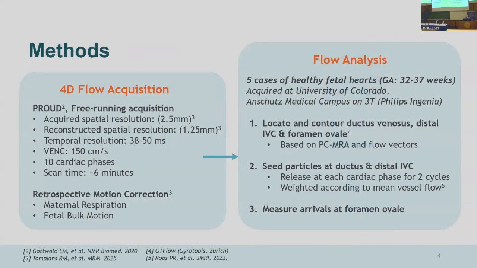And so we used our Amsterdam-developed pseudospiral acquisition scheme with continuous sampling, which allowed us to then retrospectively correct our data for maternal breathing motion and random fetal movements. And we looked at 5 healthy data sets of fetal hearts in their 3rd trimester, acquired by our collaborators in Denver. And in each of these data sets, we took into GT-Flow and located our 2 vessels of interest, the ductus venosus and the distal IVC, as well as the foramen ovale. We placed contours over them, and we seeded particles at these vessels at each cardiac phase for 2 cycles, and then measured the arrivals of these particles at the foramen ovale.